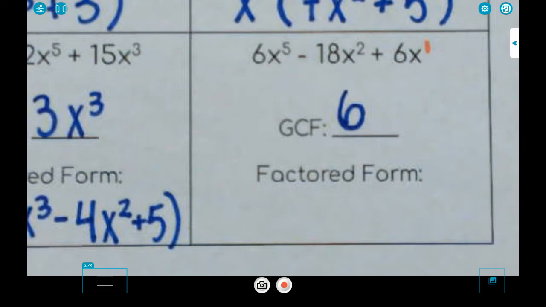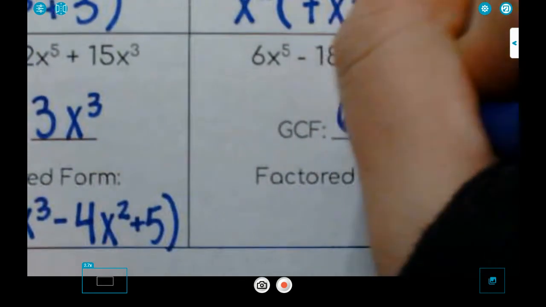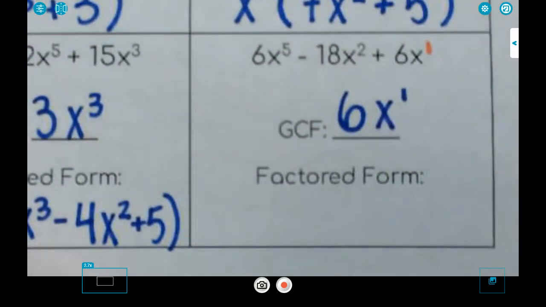Then we've got x to the 5th, x squared, and x to the 1st. My last one only has 1, so I can only take 1. So x to the 1st is how many x's I can take. 6x to the 1st. So that's going to go out in front of my parentheses.